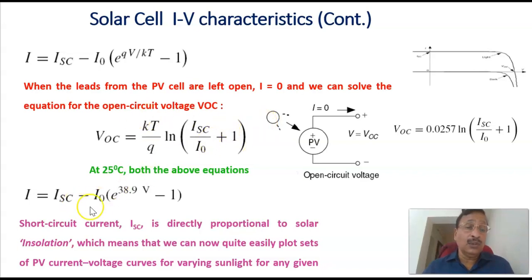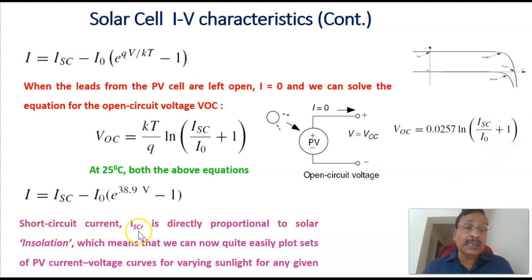Substituting that, you get I equal to ISC minus I naught times e raised to 38.9 V minus 1. This is the equation relating the current and voltage of a photovoltaic cell. Now, the open circuit voltage VOC is given by this equation, substituting KT as 0.0257.